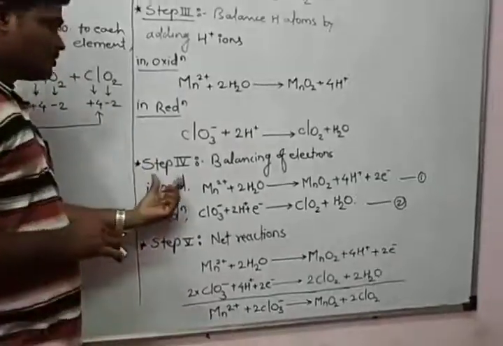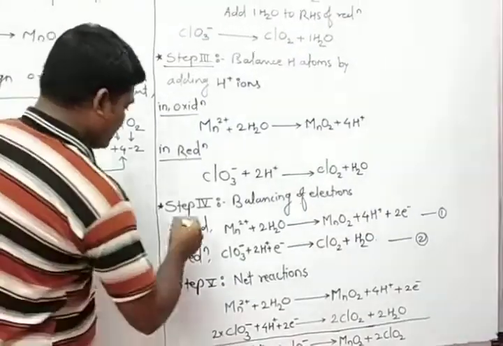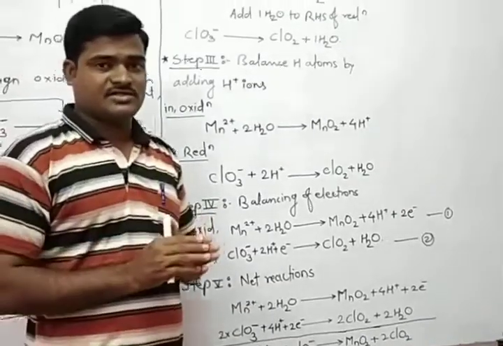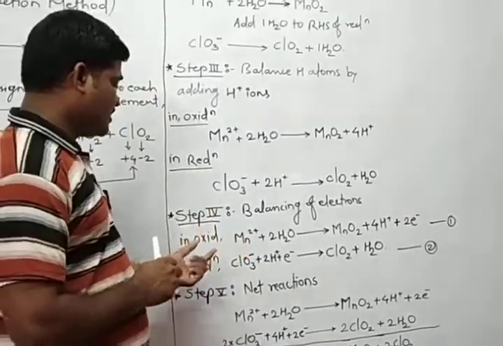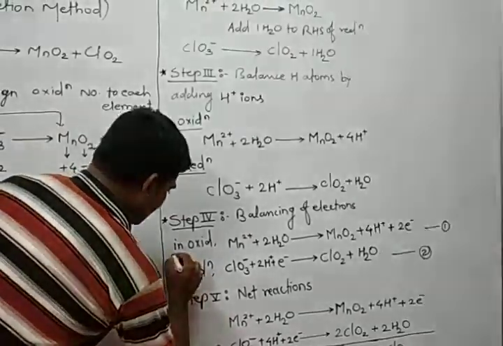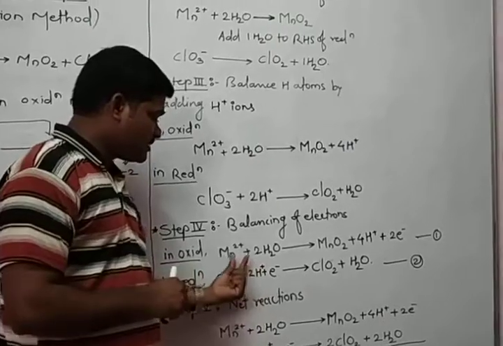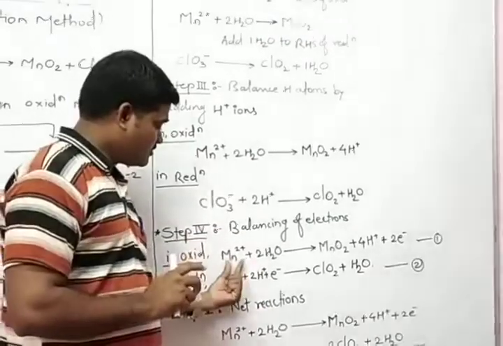In step 4, what did we do? In step 4, we have balanced the number of electrons. This is the important step. So in oxidation, what did I do? In oxidation, the number of electrons is not equal.